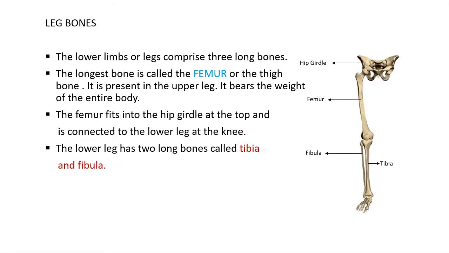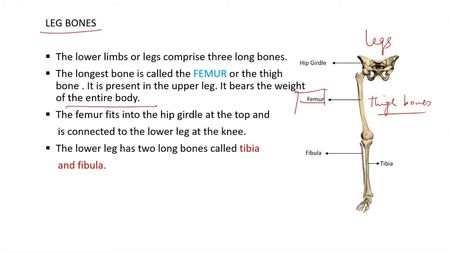Just like the arm bones, we have leg bones. The lower limb or the legs comprise three bones. The longest bone is called the femur or the thigh bone. It is present in the upper leg. It bears the weight of the entire body. Actually, if you try to feel your thighs, you will see that there is a thick bone there. So that bone is called the femur, and it is the longest bone of your body.